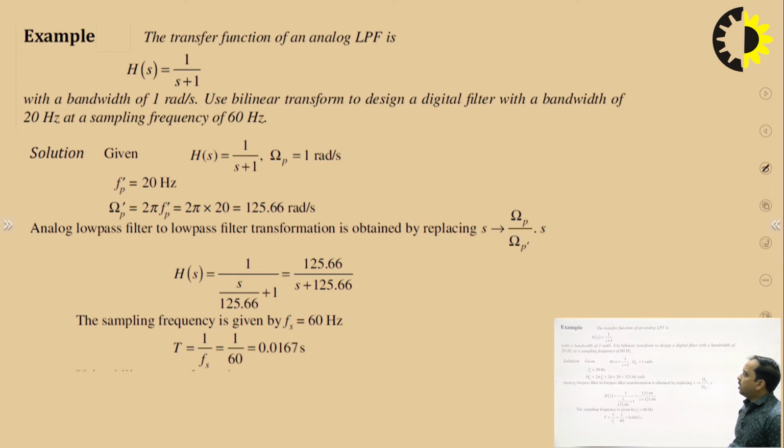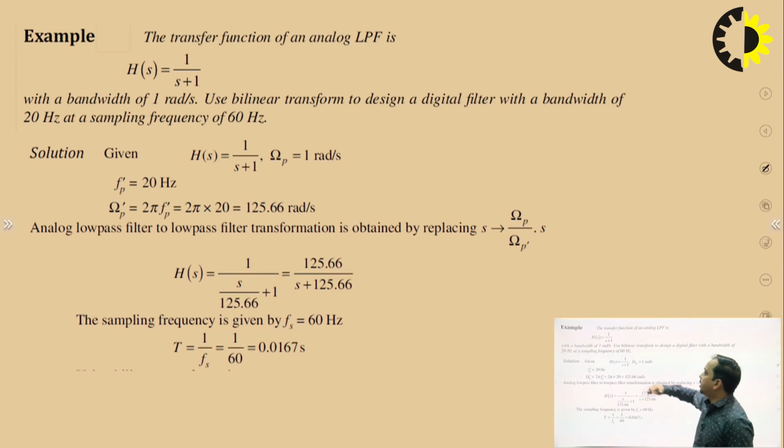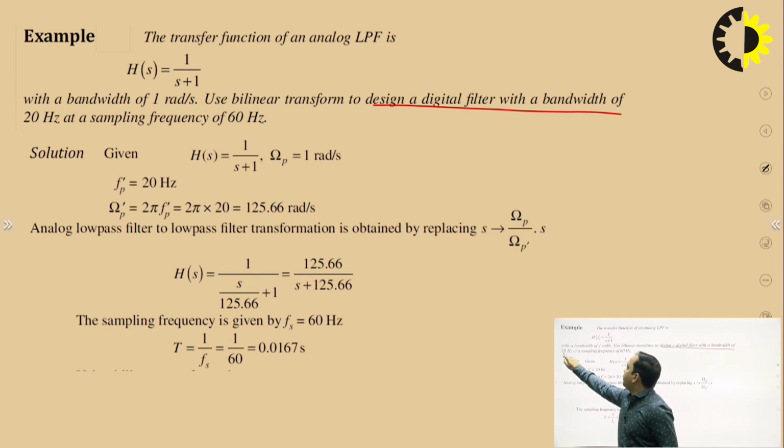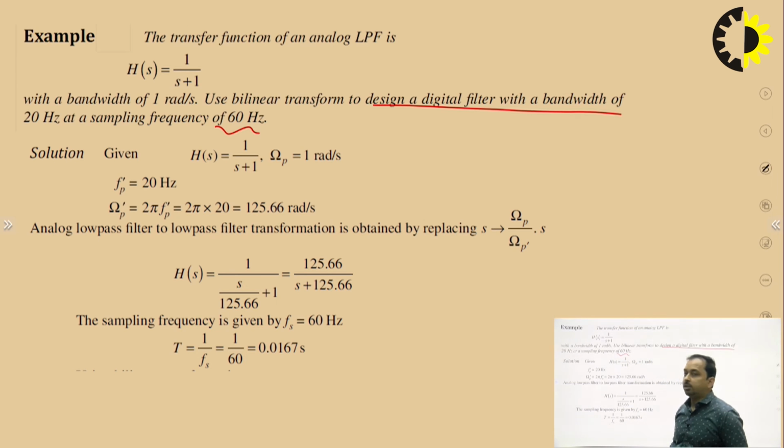Now again we have the transfer function of an analog low pass filter given by Hs equals 1 by (s plus 1). It's a first order low pass filter, and it is given that the bandwidth is 1 radian per second. We need to use the bilinear transformation to design a digital filter with the bandwidth of 20 hertz. Means the specifications are given for the digital filter, which is 20 hertz, and the sampling frequency is also mentioned over here, which is 60 hertz.